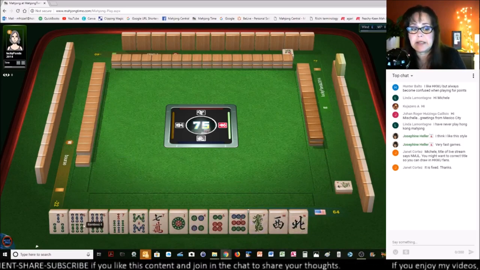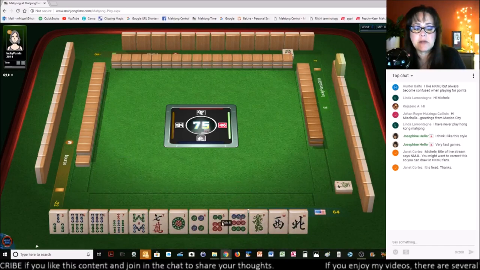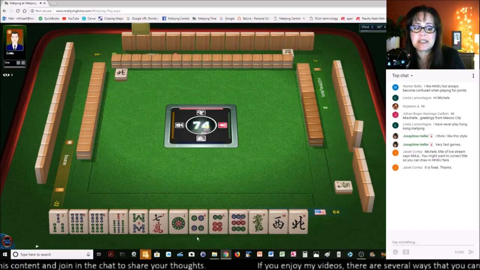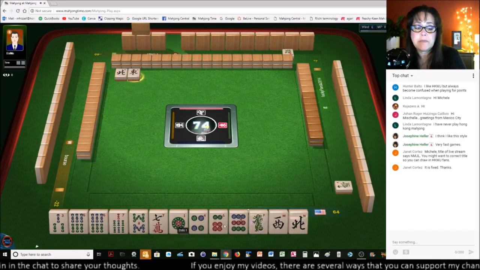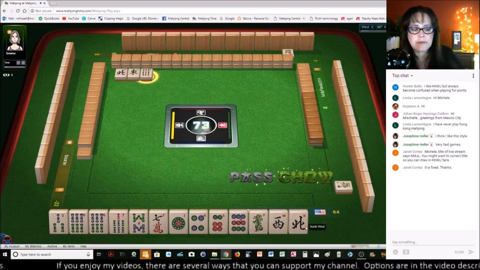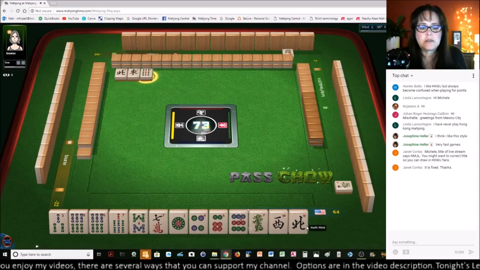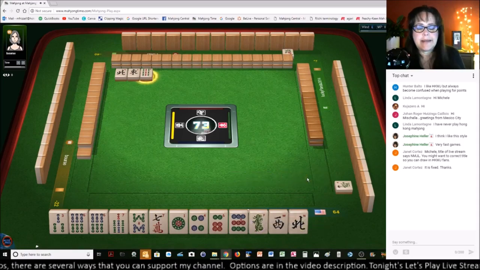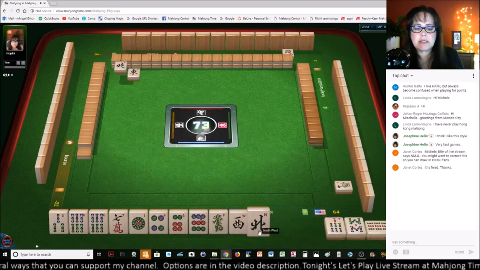Only 1 pair in here. And we do have some chow potential. It's North, pretty slim, though. East wind. We have some isolated tiles in here. 9 bamboos. Oh, all right. We'll commit to a chow hand.